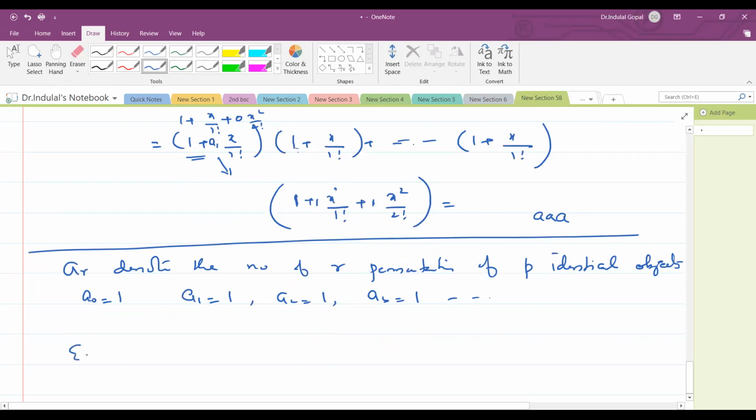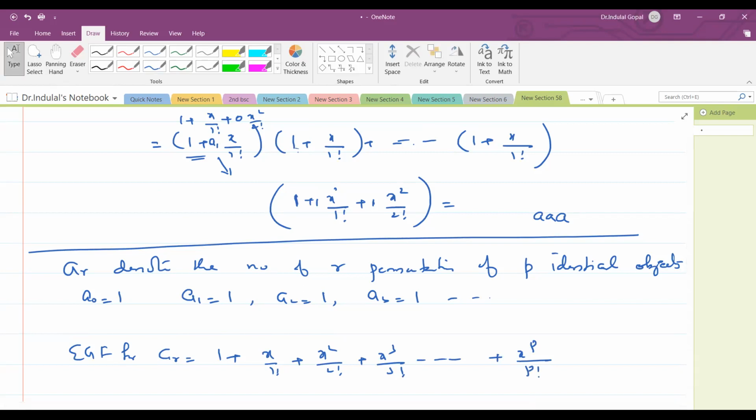So what is the exponential generating function for AR? Exponential generating function for AR is an infinite power series in which the coefficient of x raised to r by r factorial is AR. So exponential generating function for AR is 1 plus A1 x by 1 factorial, so x by 1 factorial plus x square by 2 factorial plus x cube by 3 factorial plus etc. plus x raised to p by p factorial. Hope that it is clear.